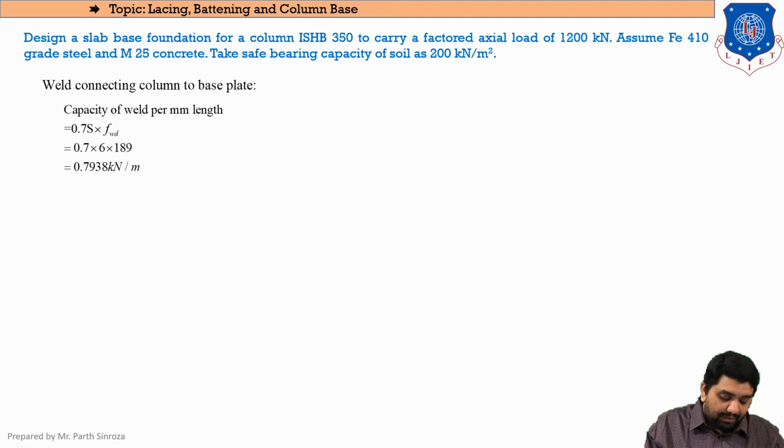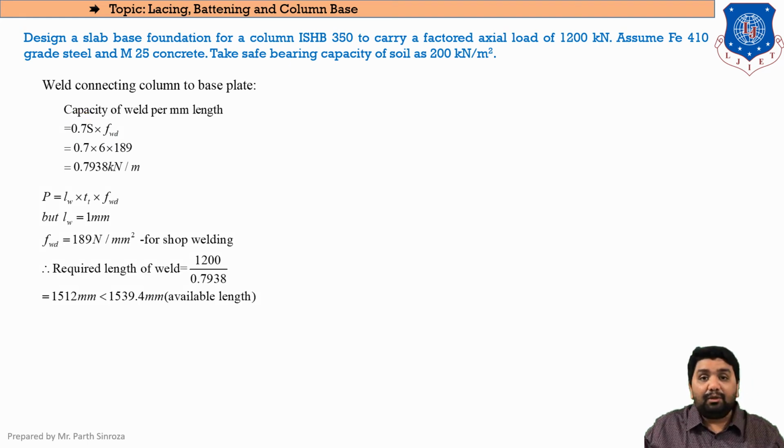The capacity of weld will always be found by this equation: TT, throat thickness, into FWD. It is not mentioned in our IS code, so you need to remember it: the capacity of weld for 1 mm length. Clear? It will be calculated by this equation, that is TT, the throat thickness, which is always taken as 0.7 into S, multiplied by FWD. We will consider it to be a shop weld. So for shop welding, FWD will be taken as 189 Newton per mm square. We have taken LW, that is length of weld, to be 1 mm, because we are designing per mm length.